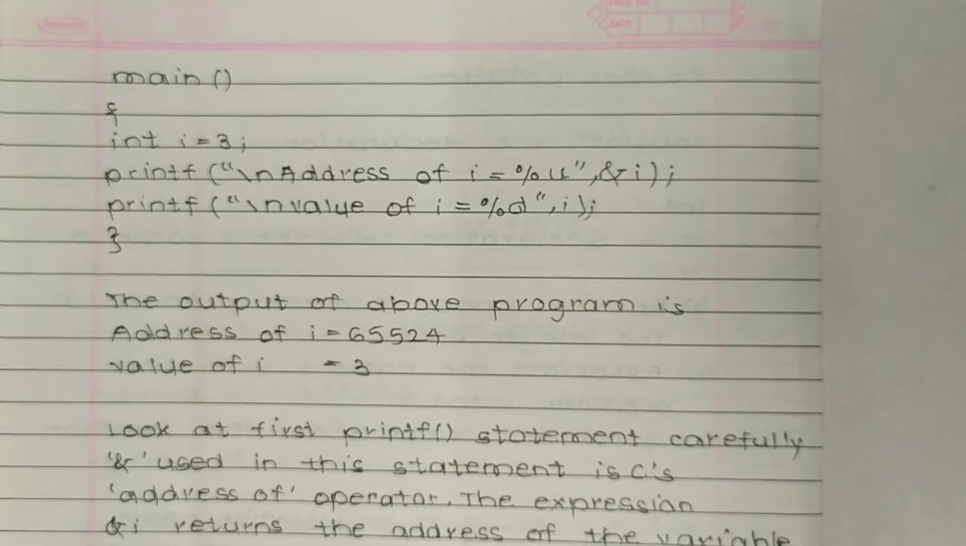Let us check the output of this program. The output is: address of i = 65524 and value of i = 3. So we are getting the address of i here, which is 65524, and the value of i is 3, an integer value. We are storing the value 3 at memory location 65524, and we are telling the compiler to print that memory location as the address of i. So this is a simple example of a pointer.